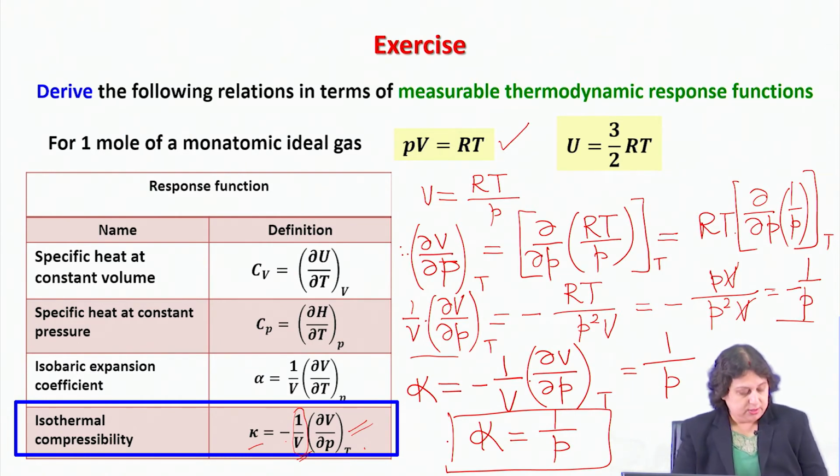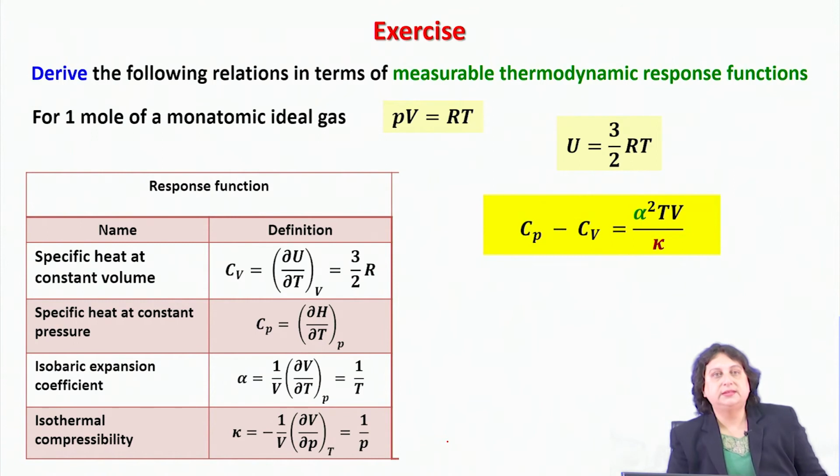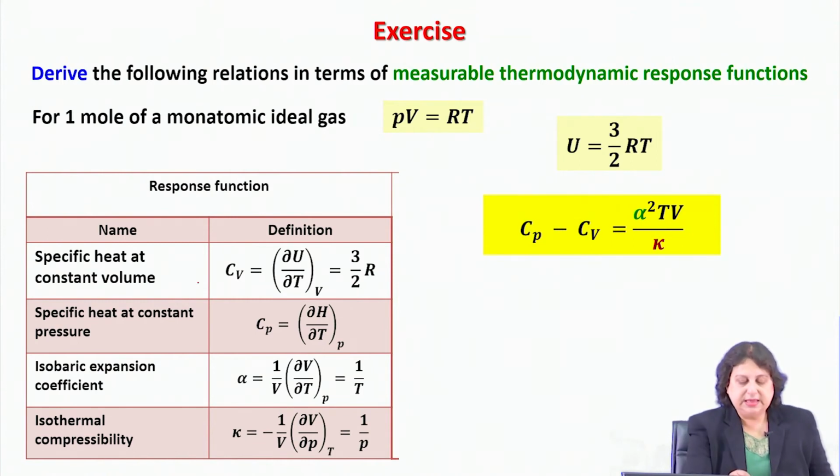So if I move forward and then use these three relationships that I have already derived and use them in this expression that Cp minus Cv is equal to alpha square TV by kappa, what is it that I can find out?